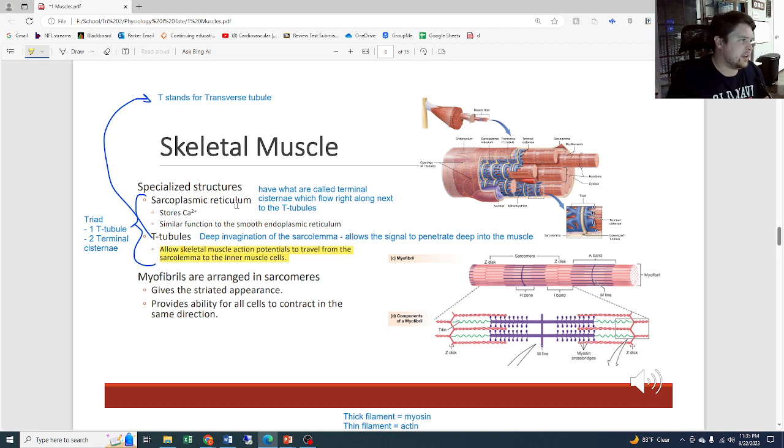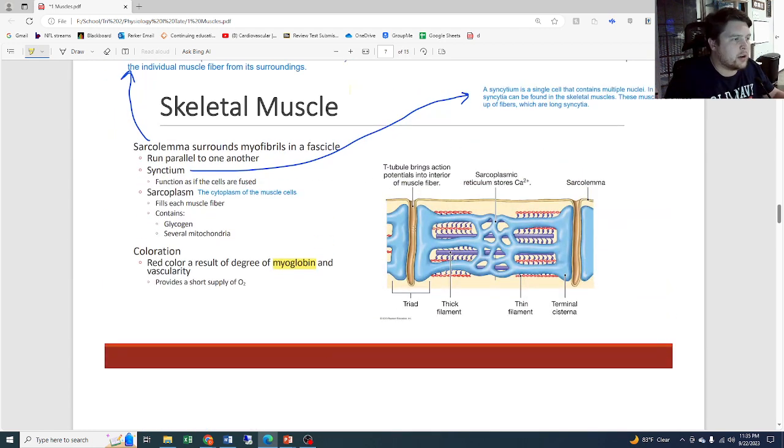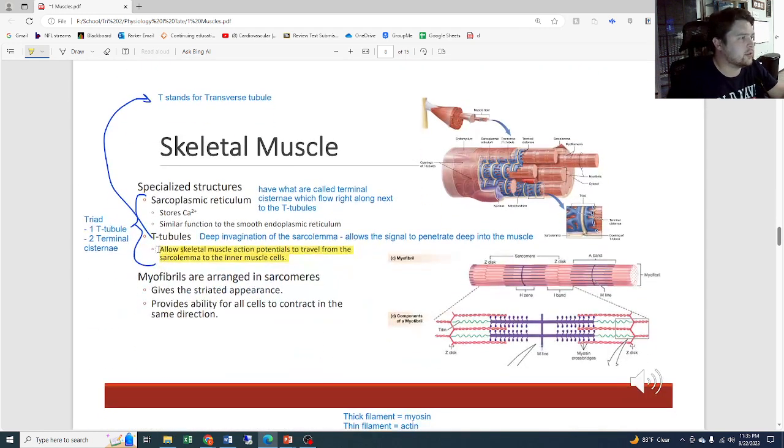Now, the sarcoplasmic reticulum has what are called terminal cisternae, which are going to flow right along next to the T-tubules. T-tubule stands for transverse tubule, and that's because the transverse tubules literally run transversely through all of our sarcolemma, between that sarcoplasmic reticulum, in order to carry the electrical signal. So it allows that skeletal muscle action potential to travel from the sarcolemma to the inner muscle cells in order to activate the inner muscle cells and not just the outer ones. Okay.